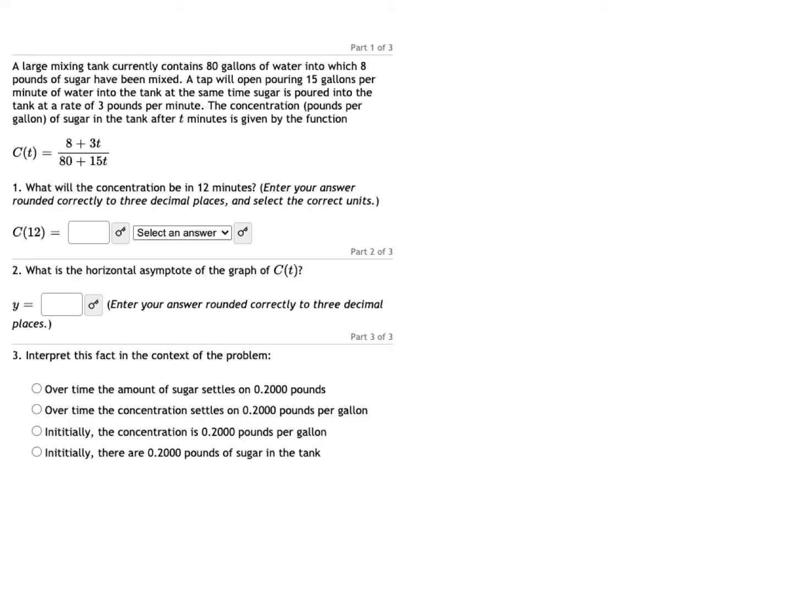Here's a question where we have a function given in a specific context so that we can interpret things like the horizontal asymptote in the context. So there's a formula here given that is going to express the concentration of sugar in a tank after 10 minutes. So the input here is T, measured in minutes, and the output is going to be the concentration of sugar in the tank.